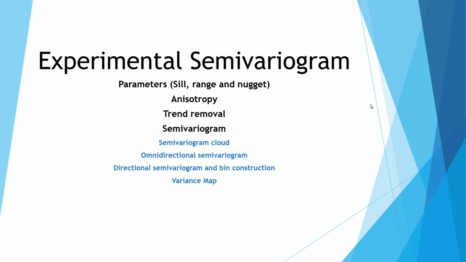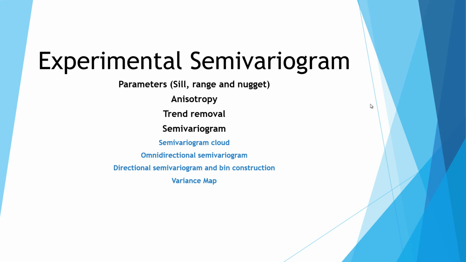This is the fifth video of our geostatistical analysis course, and today we are going to see how to calculate a point of information in our semi-variogram cloud. Also, we are going to talk about the parameters we can see in a semi-variogram graph. These parameters are the sill, the range, and also the nugget, and we are going to see how the nugget effect can impact our results.